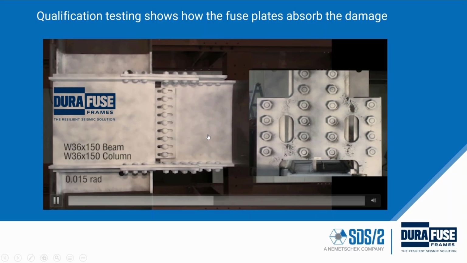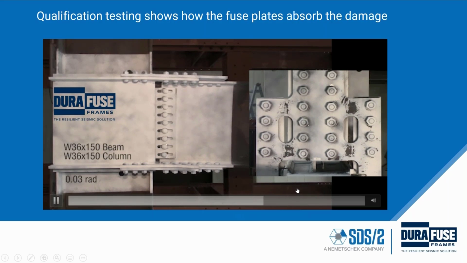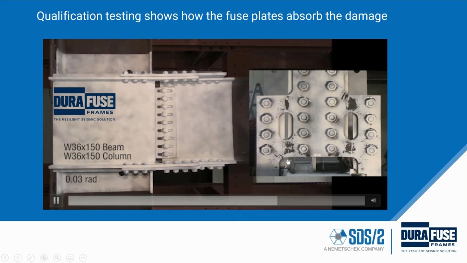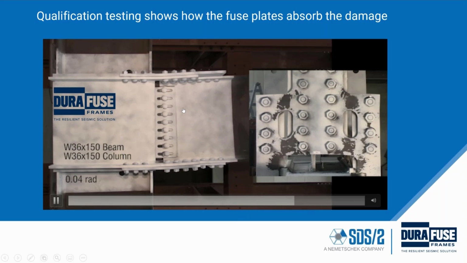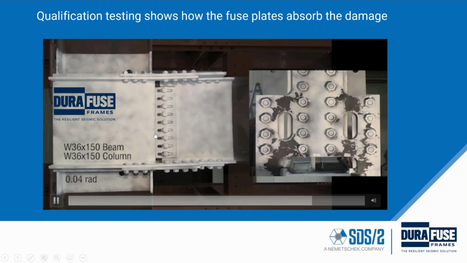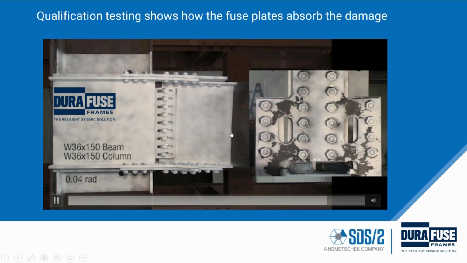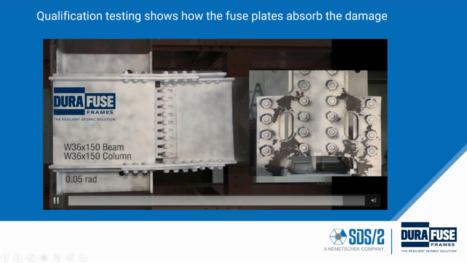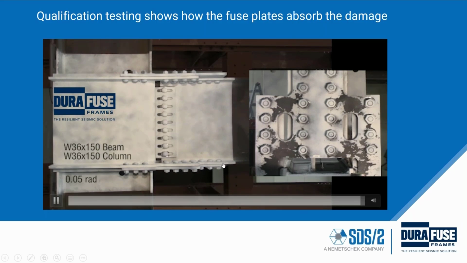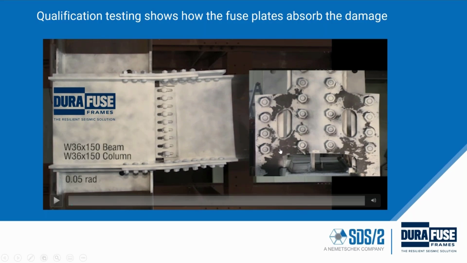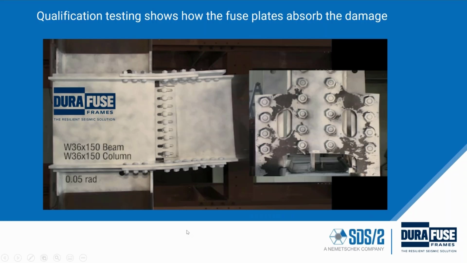That's when we start to see yielding. And the fuse plate yields in these regions, as I mentioned before. And you can see that through the fuse plate yielding and slipping in the bolts, large rotations are able to be accommodated here without damaging the beam. And so that's what makes DuraFuse frames unique: we're not sacrificing the beam, all the damage is getting absorbed in this fuse plate. And in the laboratory, after we run these tests, we can unbolt the fuse plate and toss on a fresh one to demonstrate that the performance is repeatable.